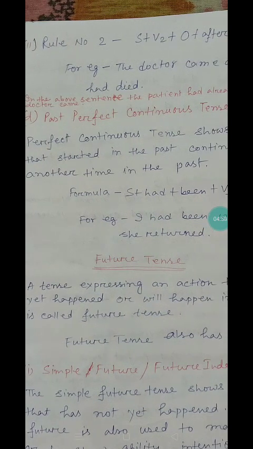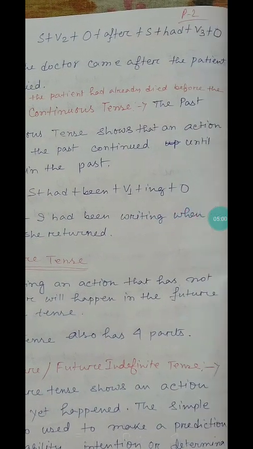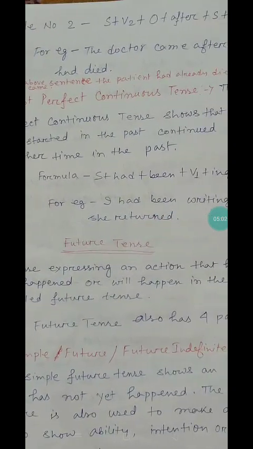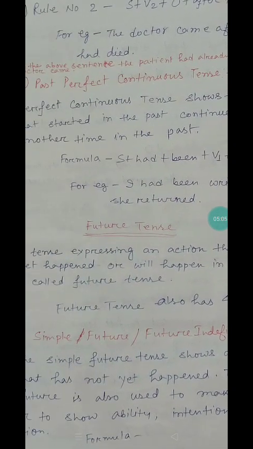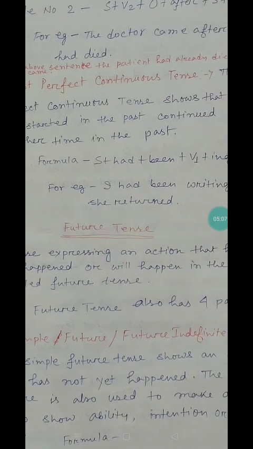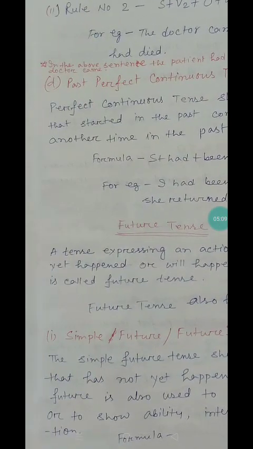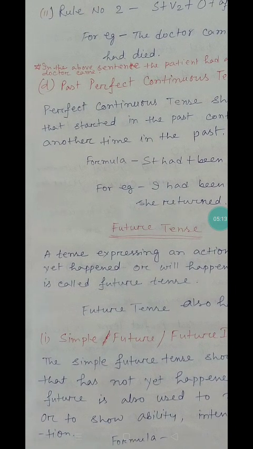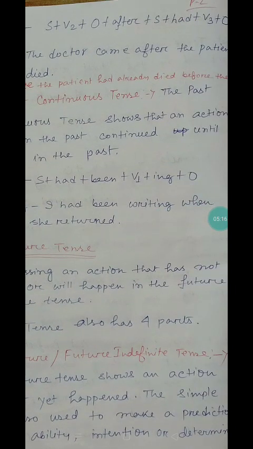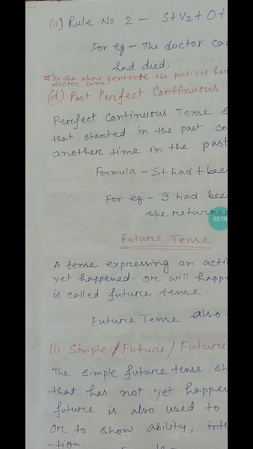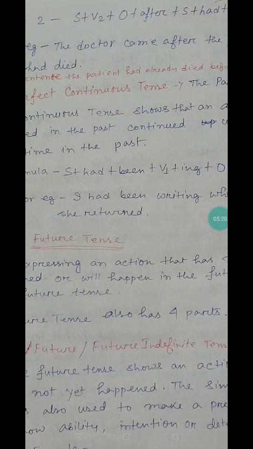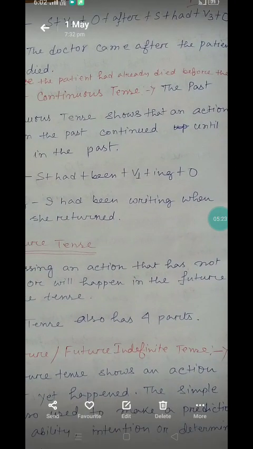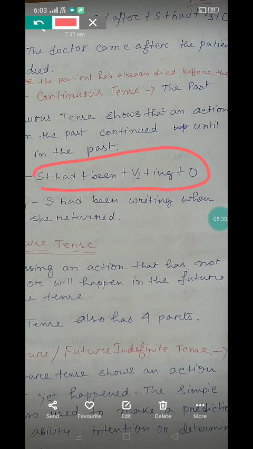Coming to the past perfect continuous tense. The past perfect continuous tense shows that an action that started in the past continued until another time in the past. So that means at a time one action started in the past and it continued until another time in the past. Formula: subject plus had plus been plus verb 1 plus ing plus object.